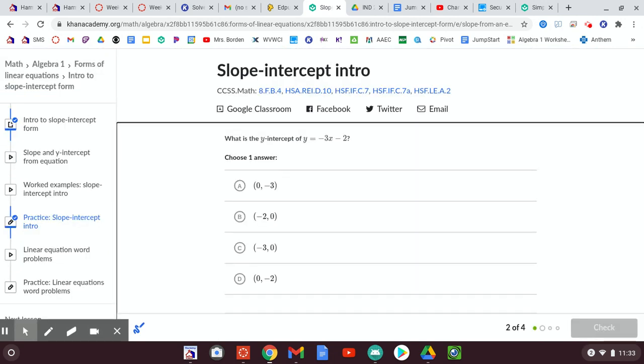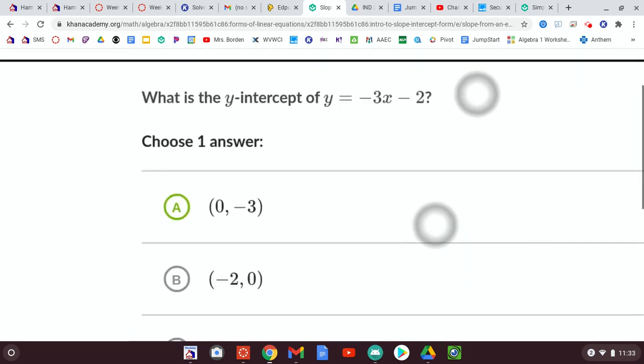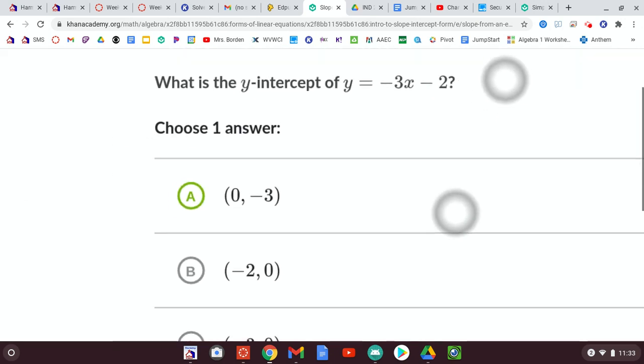So next question. There's 4 of them and there's 4 of you, so that works out perfect. So Bryce, I'm going to give you this one. This says, what is the y-intercept of y equals negative 3x minus 2? So first you have to think, where's the y-intercept in the equation y equals negative 3x minus 2?